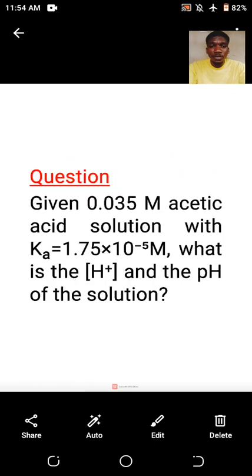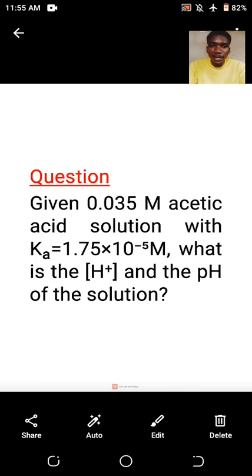Today we'll be looking at a question, and the question is: given 0.035 mole per dm cube. Mole per dm cube can also be represented with the capital letter M. So given a 0.035 mole per dm cube acetic acid solution with a dissociation constant, represented with K subscript A, equal to 1.75 exponential minus 5 mole per dm cube, what is the concentration of the hydrogen ion and the pH of the solution?